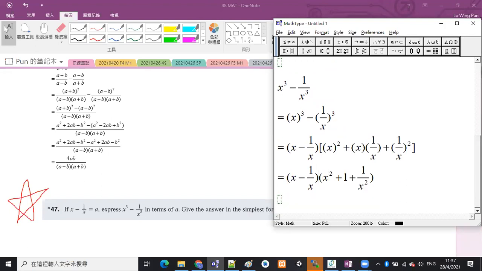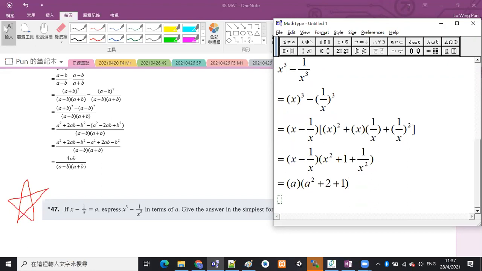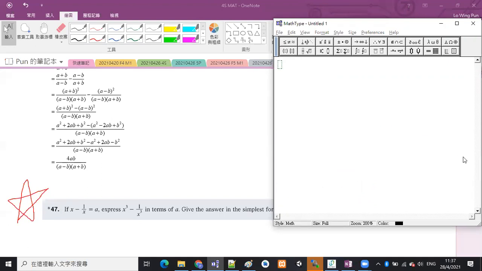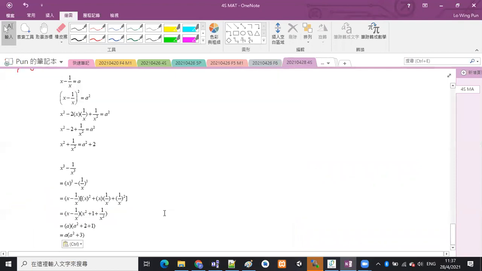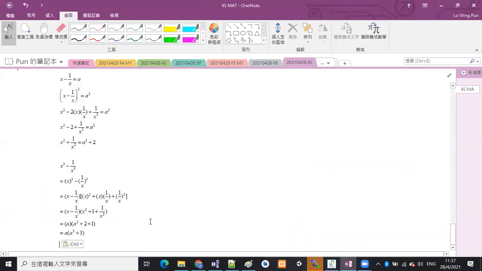Okay? So now the x minus 1 over x becomes a. And the x squared plus 1 over x squared becomes a squared plus 2 and then plus 1. Okay, the 1 is still here, right? Okay, so what is remaining is a times a squared plus 3. And that will be in terms of a. That is already in simplest form. Okay, so you may expand the bracket, but that is the same. Okay, a cubed plus 3a will be equivalent to a times a squared plus 3.